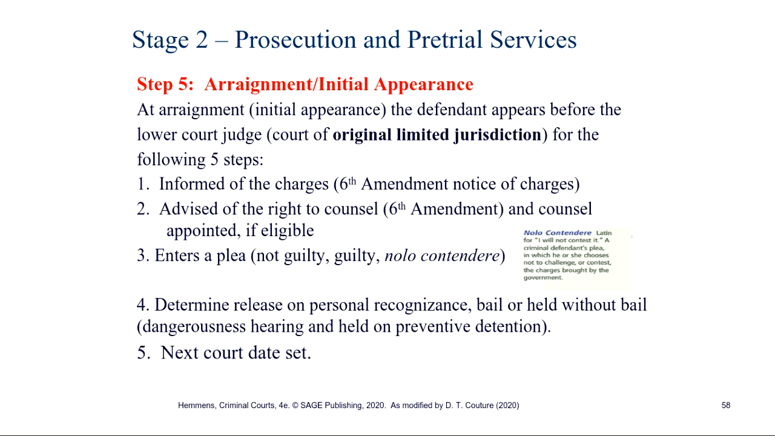So the first thing that happens at an arraignment is the defendant is informed of the charges, as is required by the Sixth Amendment right to notice of charges against us. In other countries, individuals can be detained, arrested, and held without ever knowing what they've been accused of. We have a right to notice of the accusation of the charges against us, and that has to occur at that initial arraignment. The defendant has a right to counsel, and unless he or she is going to waive counsel, then the defendant has a right to court-appointed counsel if the court determines that the defendant is indigent.